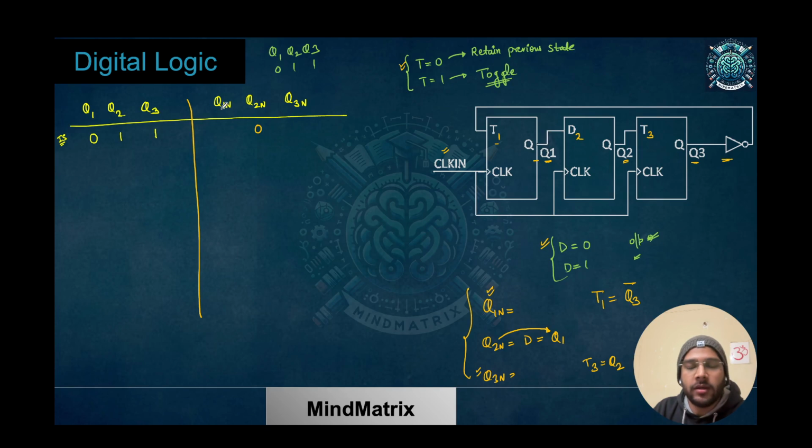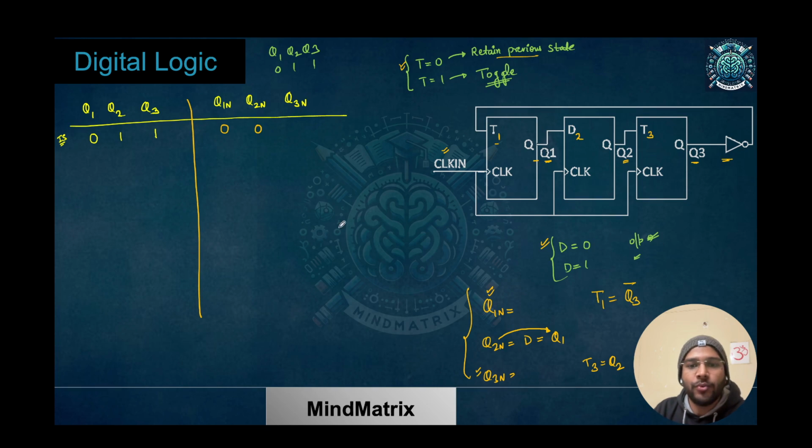Now what about Q1n? Carefully see, Q1n will depend on the value of Q3 complement. Q3 here is 1, so Q3 complement means 0. So T1 value will become 0. That means if T value is 0, it is going to retain the previous state. Whatever was Q1, that is going to be the value of Q1n. It is going to retain the same state, because T1 value is equal to 0. Clear? I hope it is clear now.